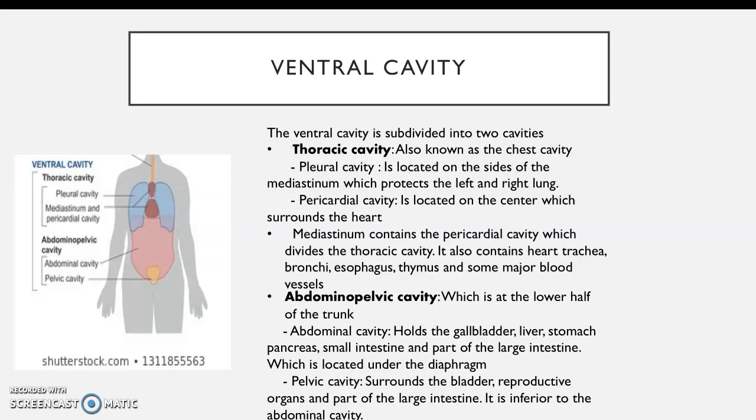The abdominopelvic cavity, which is at the lower half of the trunk, contains the abdominal cavity and the pelvic cavity. The abdominal cavity holds the gallbladder, liver, stomach, pancreas, small intestine, and part of the large intestine, and is located under the diaphragm. And the pelvic cavity surrounds the bladder, reproductive organs, and part of the large intestine, and it is inferior to the abdominal cavity.